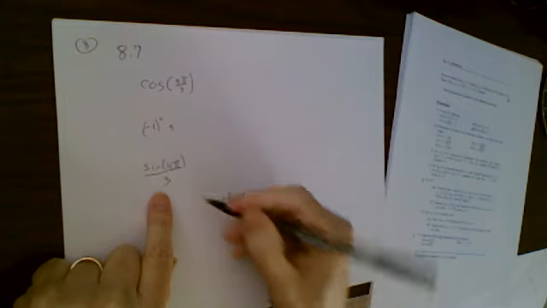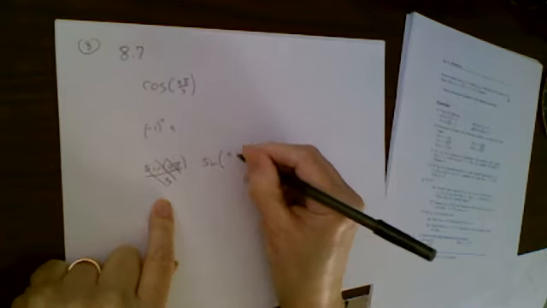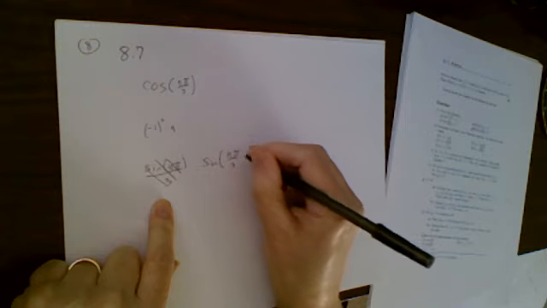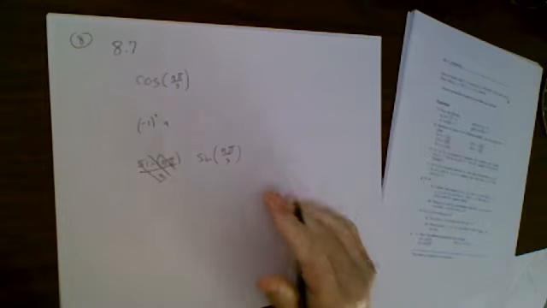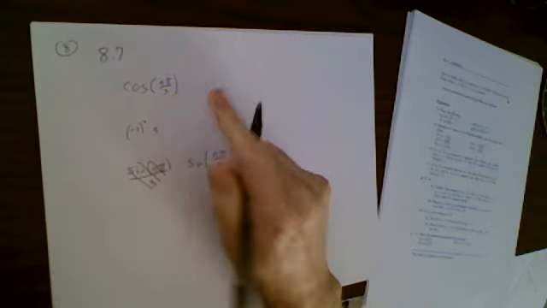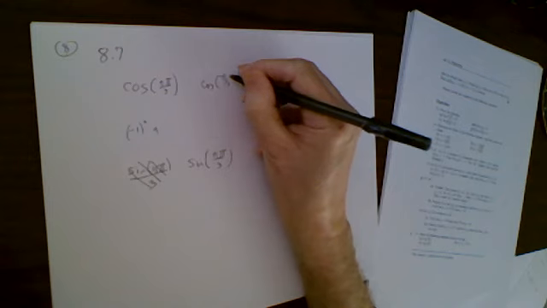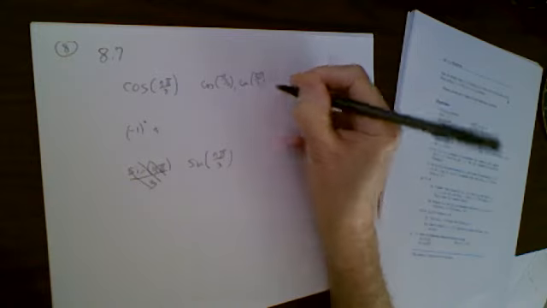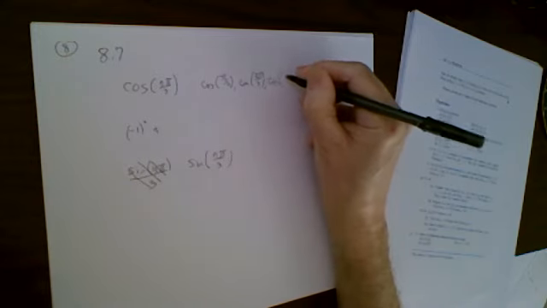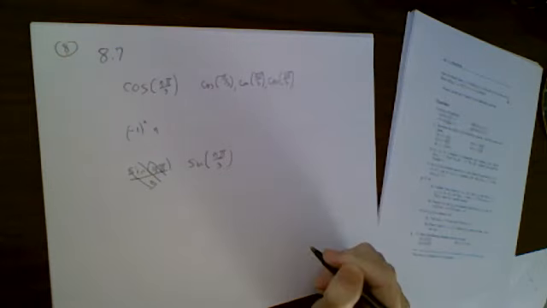Oop, better rewrite that. The 3's in the wrong spot. Sine of n pi over 3. Well, if we think about these things, for this one, we're looking at cosine of pi over 3, cosine of 2 pi over 3, cosine of 3 pi over 3, etc., etc., etc.